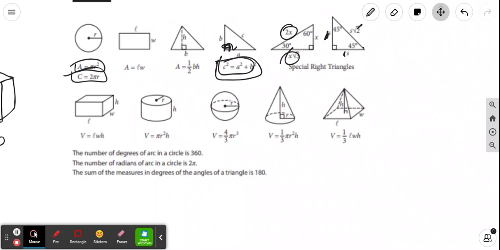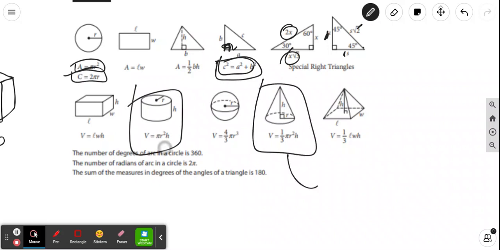Okay. The volume of a cone and a cylinder are the same, except a cone is 1/3 as much. Think about it: if you have a circle, you're just multiplying by the height here. A cone is a cylinder, but it's 1/3 because you see this entire thing is gone. It's just 1/3 of that.